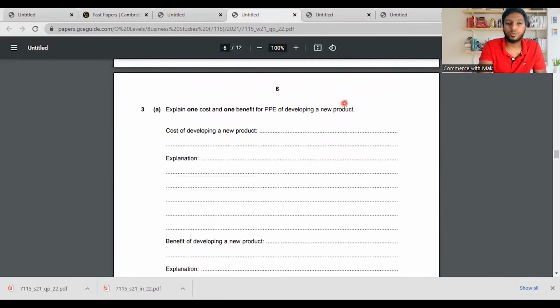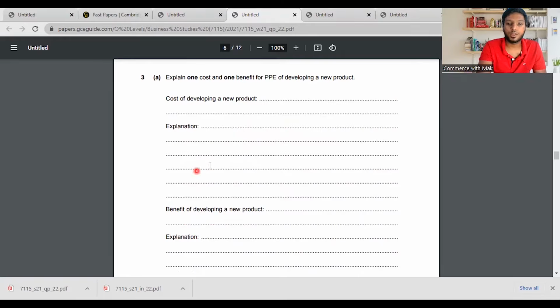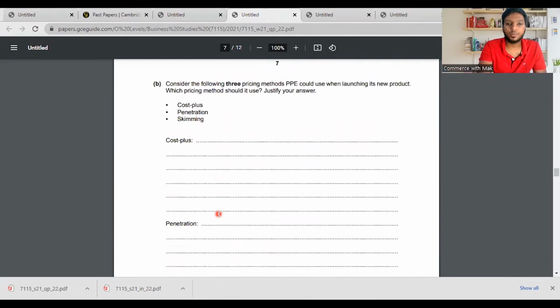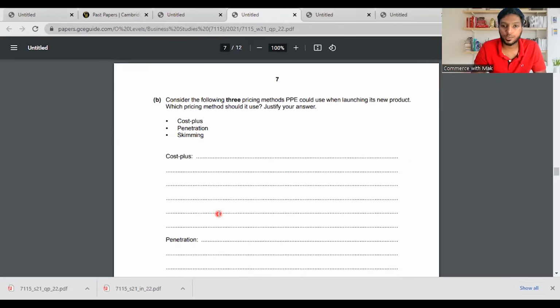Recommendation. Then we have the third question: explain one cost and one benefit for PPE of developing a new product, the cost of developing a new product and the explanation, the benefit of developing a new product and the explanation. And third B: consider the following three pricing methods PPE could use when launching its new product. Which pricing method should it use? Justify your answer. Cost plus pricing, penetration pricing, and skimming.